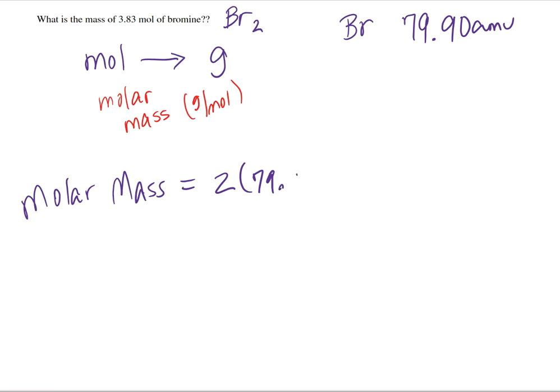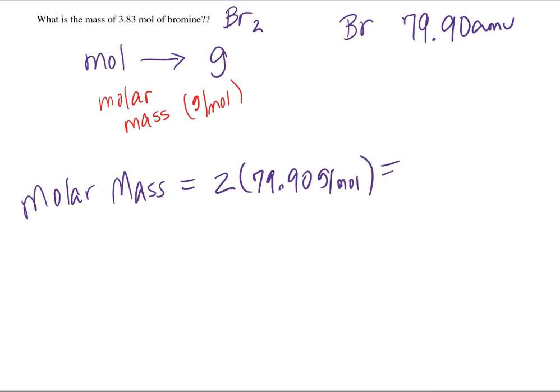But recall, the difference between the molar mass and our molecular mass or molecular weight are the units. Molecular weight, molecular mass, formula weight, formula mass, whichever term you prefer, they have the units AMU, atomic mass unit, whereas for the molar mass, the units can only be grams per mole.